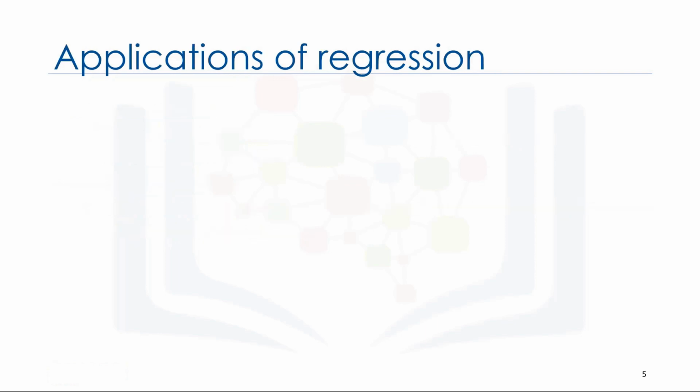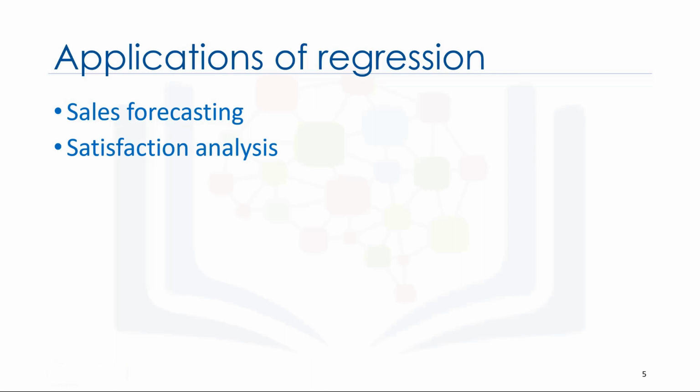Let's examine some sample applications of regression. Essentially, we use regression when we want to estimate a continuous value. For instance, one of the applications of regression analysis could be in the area of sales forecasting. You can try to predict a salesperson's total yearly sales from independent variables such as age, education, and years of experience.